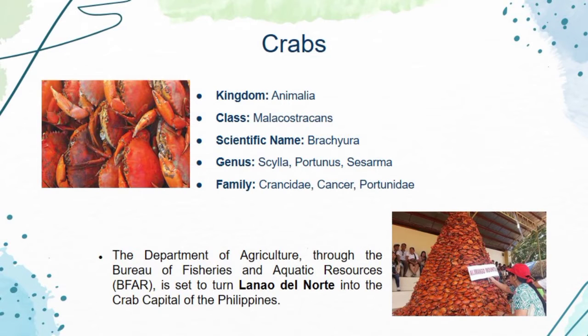Crabs come from the kingdom Animalia, class Malacostraca. Their scientific name is Brachyura. Their genera are Scylla, Portunus and Sesarma, and their families are Grapsidae, Cancridae and Portunidae.